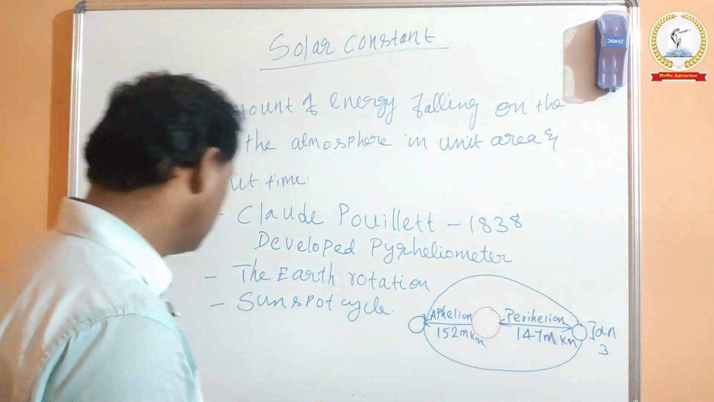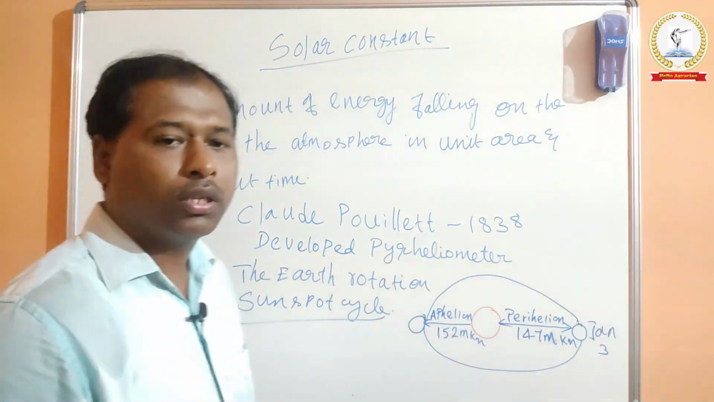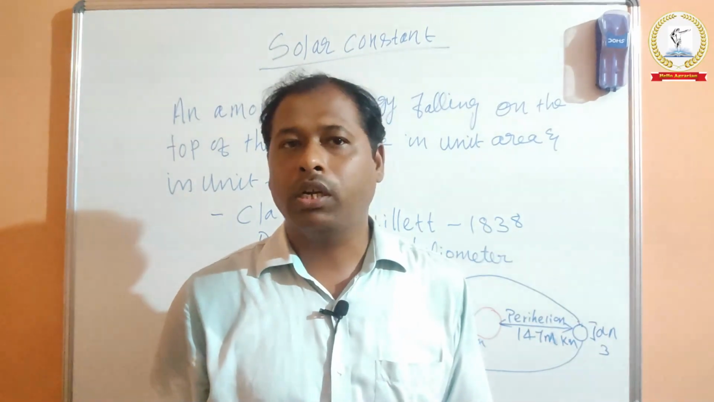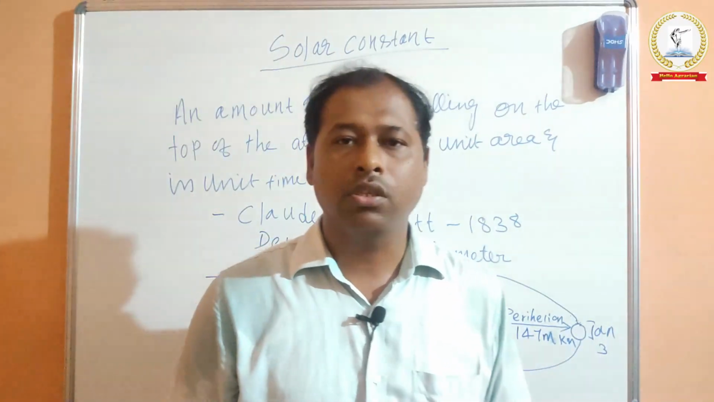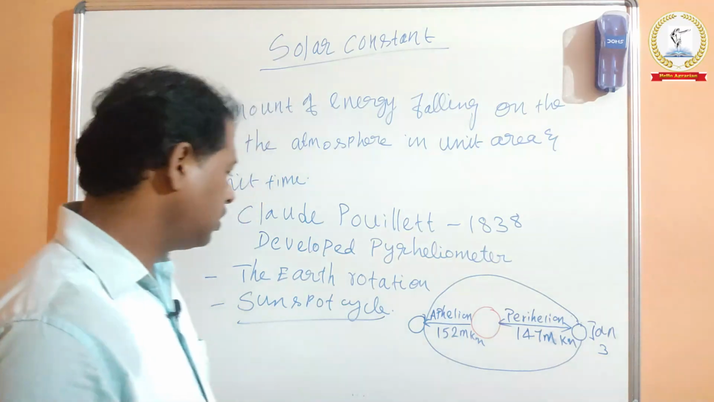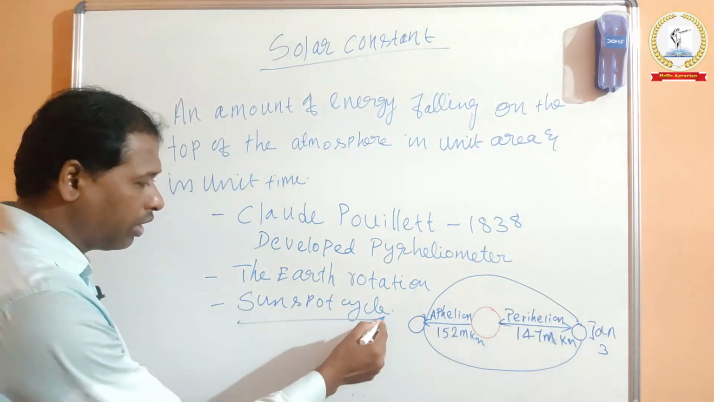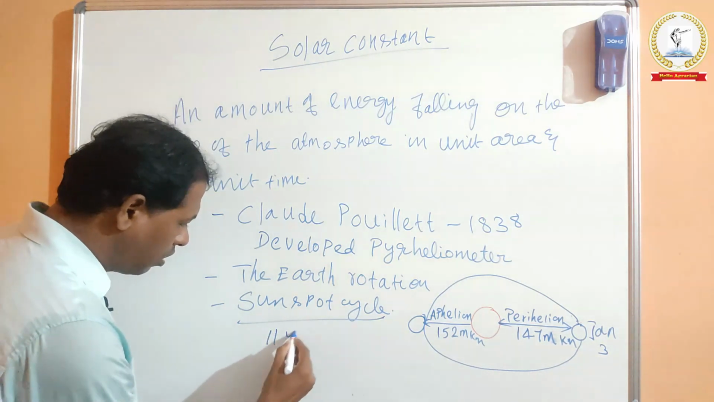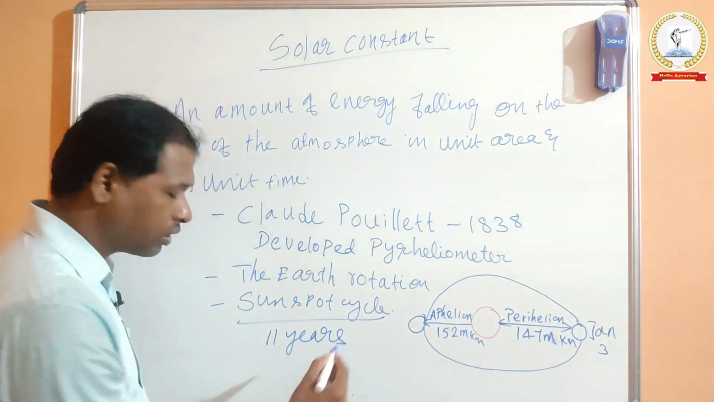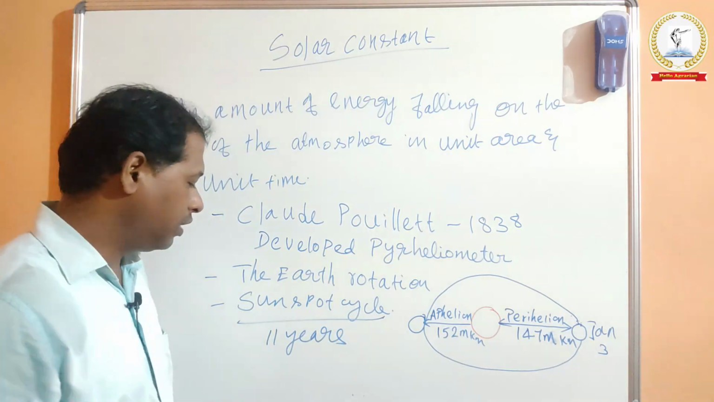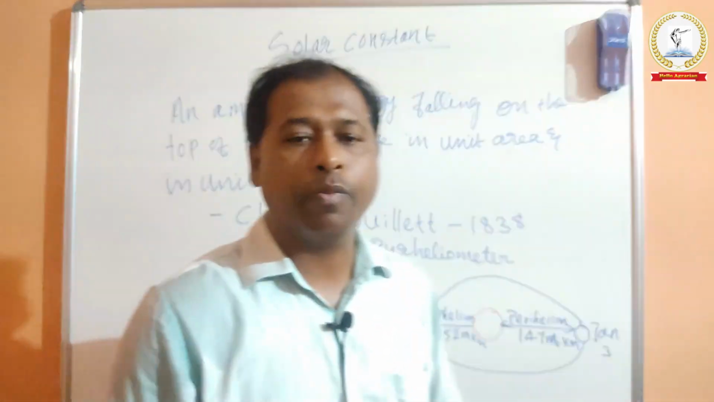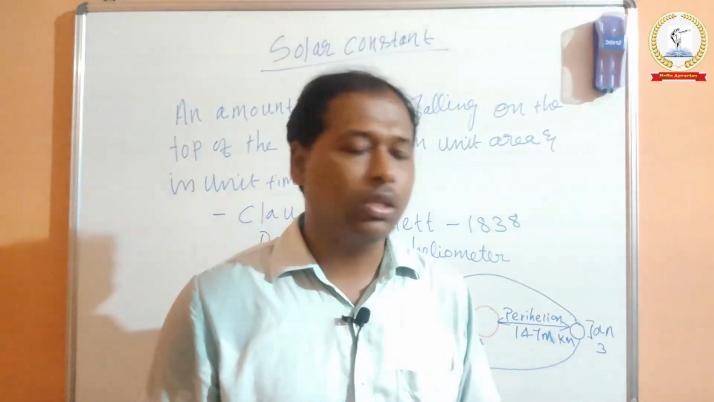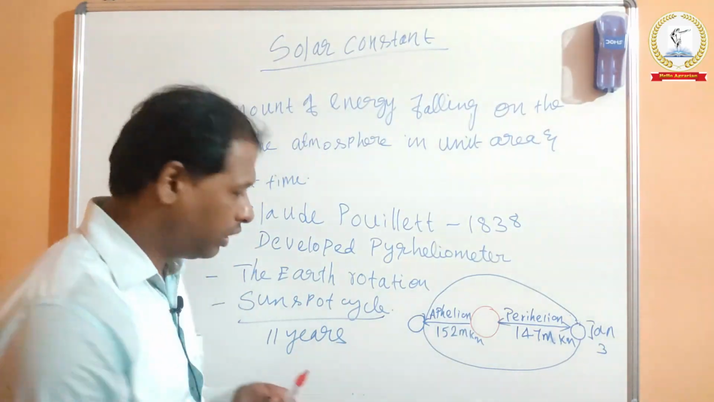Another factor is this sunspot cycle. Okay, so the sun output varies by 0.1 to 0.2 percent during its 11 years of sunspot cycle. Normally this sunspot cycle occurs once in 11 years. Okay, once in 11 years the sunspot cycle varies. The first solar cycle observed in March 1755.